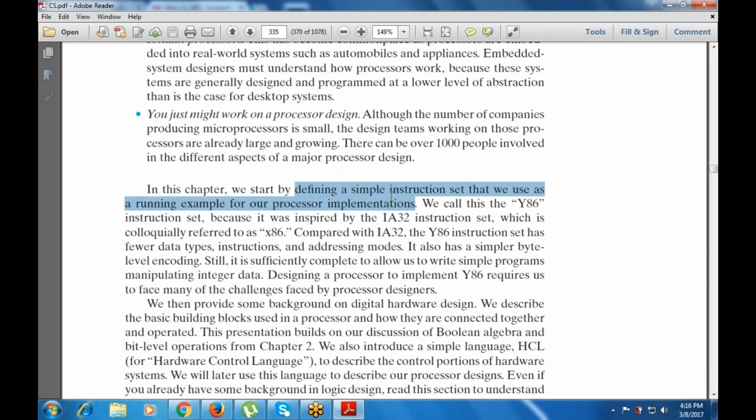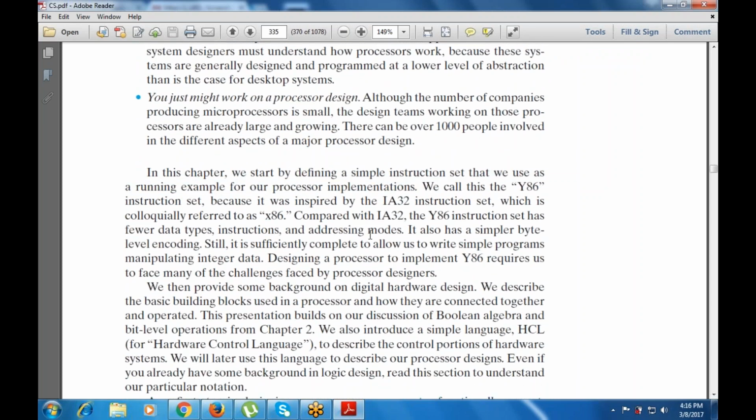In this chapter, we start by defining a simple instruction set that we use as a running example for our processor implementation. It is called the Y86 instruction set, because it was inspired by the IA32 instruction set, which is also referred to as x86. Compared with IA32, the Y86 instruction set has fewer data types and instructions, and a simpler byte-level encoding. Still, it is sufficiently complete to allow us to write simple programs manipulating integer data, and designing a processor to implement Y86 also requires us to face many of the challenges faced in processor design.